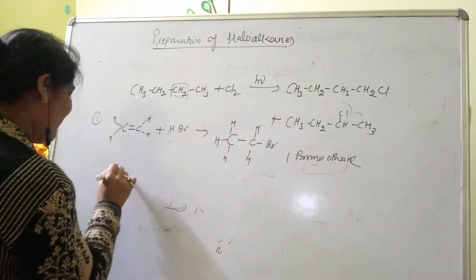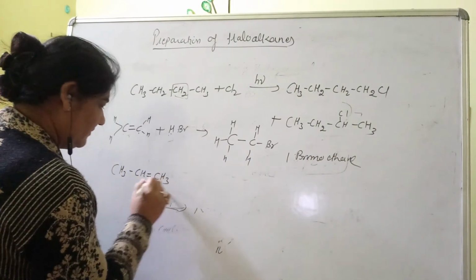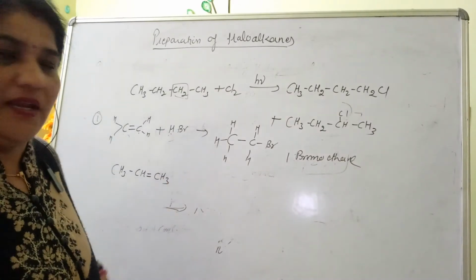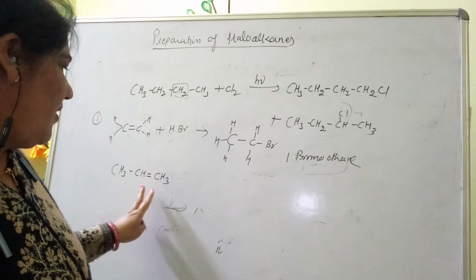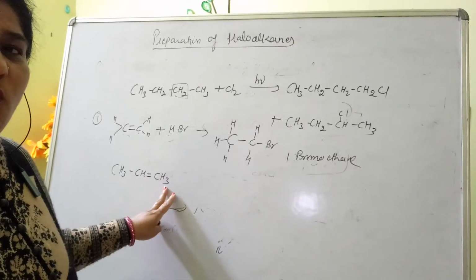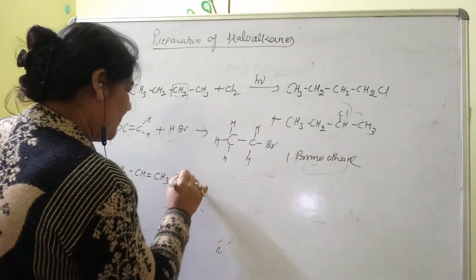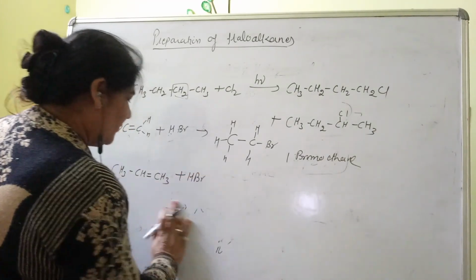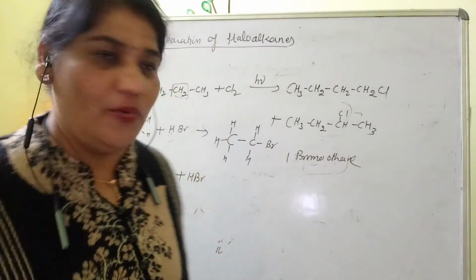But when you take an unsymmetrical alkene, because in an unsymmetrical alkene the double-bonded carbons are of two types, one having CH3 and one having hydrogen, it is unbalanced. Now when you carry out the addition of hydrogen halide, it depends on the Markovnikov rule and anti-Markovnikov rule.